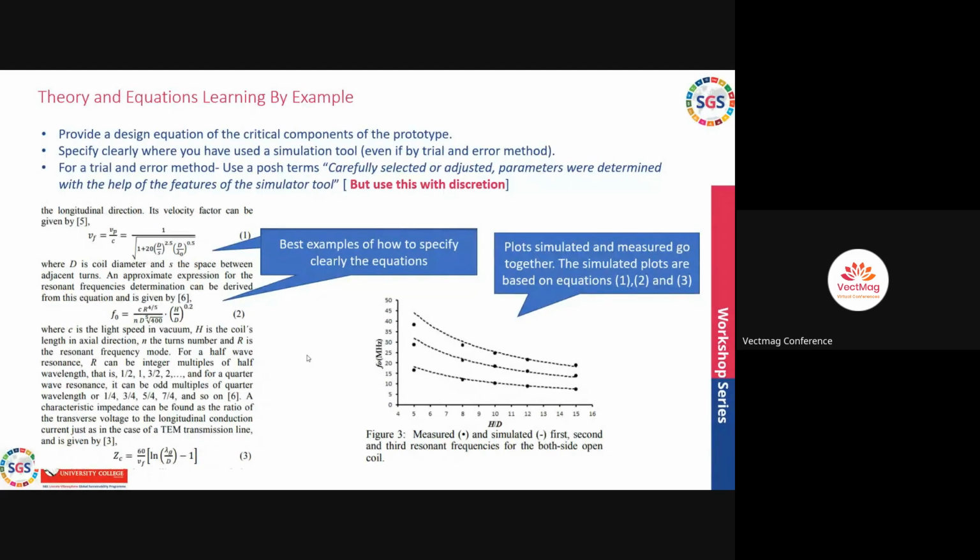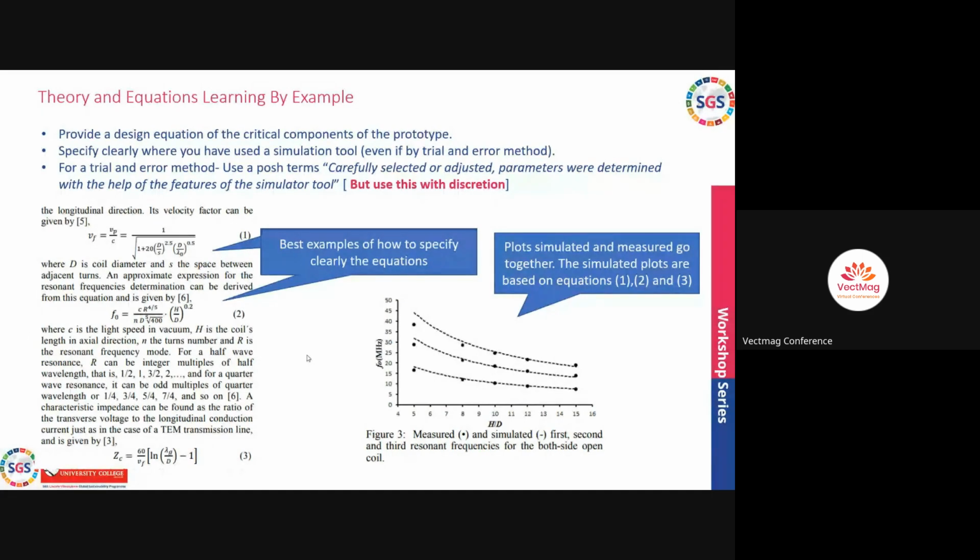So instead of directly saying trial and error method, you can ask ChatGPT for alternative terms. For the longest time, even before ChatGPT existed, I knew that a very posh term would be carefully selected or adjusted parameters, which were determined with the help of the features of the simulation tool. But a really good expert in the field, when he sees this kind of thing, will immediately understand that you have done trial and error.